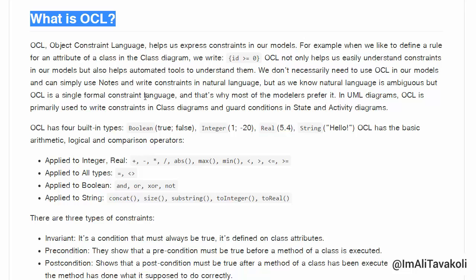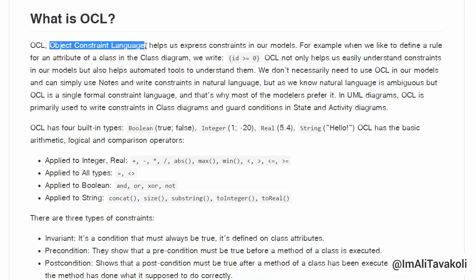OCL means Object Constraint Language. It helps us express constraints in our models. So, for example, when we would like to define a rule for an attribute of a class, we write this: ID is more than or equal to 0. This is OCL.